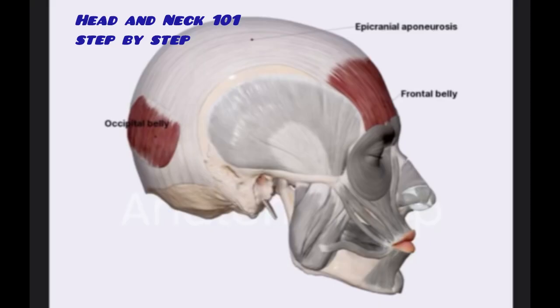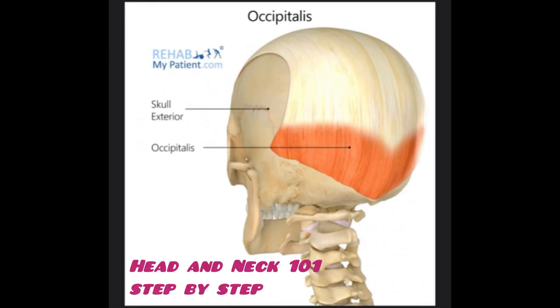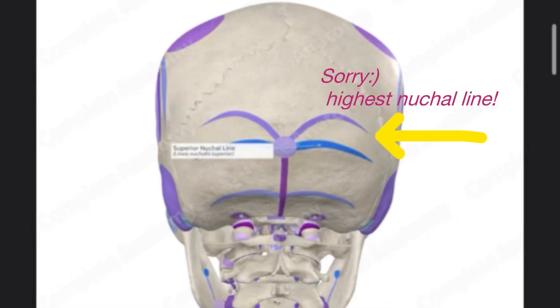We're gonna talk about the fronto-occipital muscle. First of all, the fronto-occipital muscle. The function of this muscle is to create forehead wrinkles. This muscle originates from the superior nuchal line.